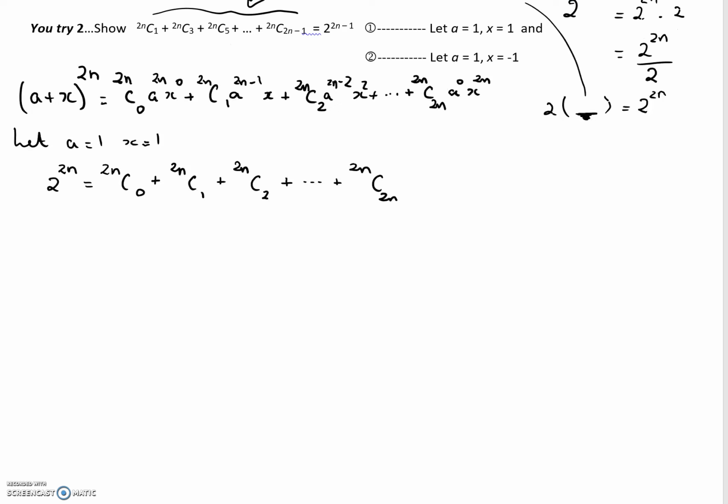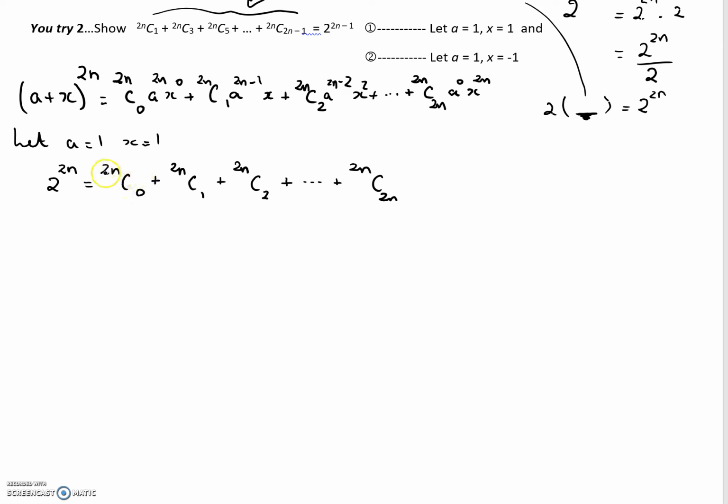Okay, you can see there that I have really just focused on creating a 2 as my constant, and to do that I let a equal 1 and x equal 1. So substituting that into the binomial, 2 to the 2n, which I'm pretty happy with, is 2nC0.